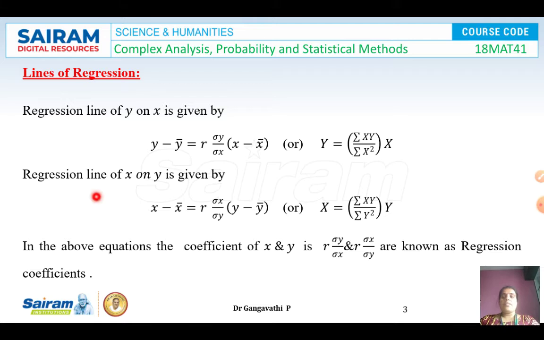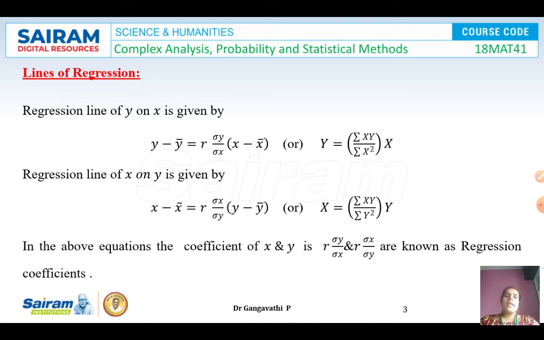Similarly, the regression line of x on y is given by x minus x bar is equal to r sigma x by sigma y into y minus y bar. The other form of this is capital letter X equals summation xy by summation y square into capital letter Y. In the above equations, the coefficient of x is r sigma y by sigma x, and the coefficient of y is r sigma x by sigma y. They are known as the regression coefficients.